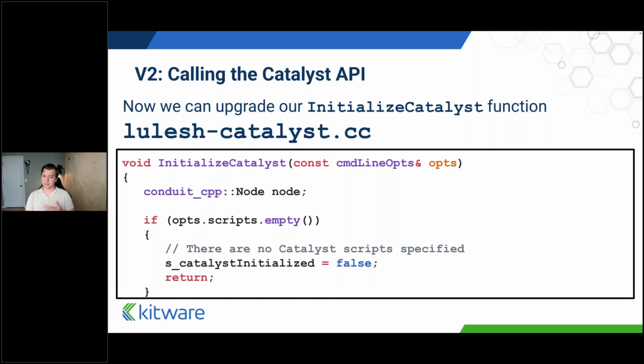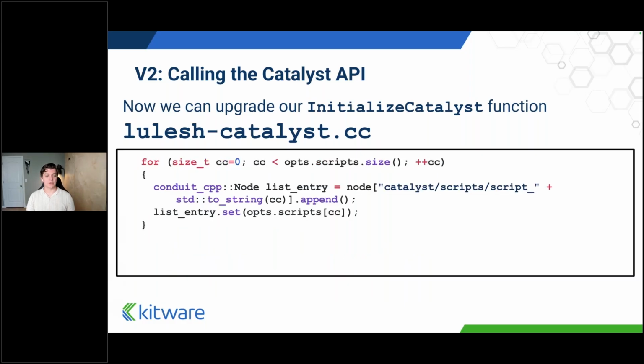All right, so the first step we need to do is check if we have any scripts, as I talked about. If our scripts vector is empty, we'll just turn off Catalyst and then we'll be done. That's fantastic. We'll return and then Catalyst initialize will be false, and none of our other Catalyst functions will do anything. So then, if we do have scripts, however, we will loop over them and put them into our conduit node.